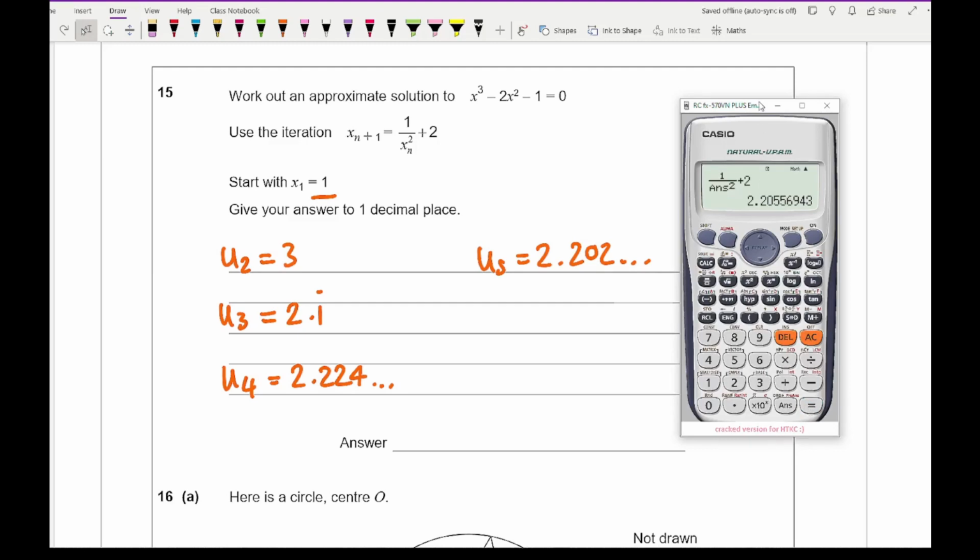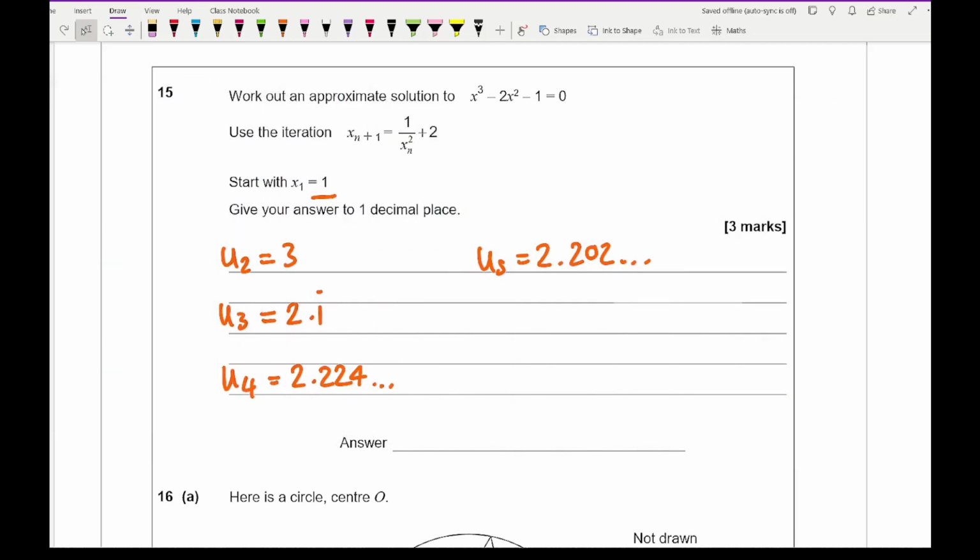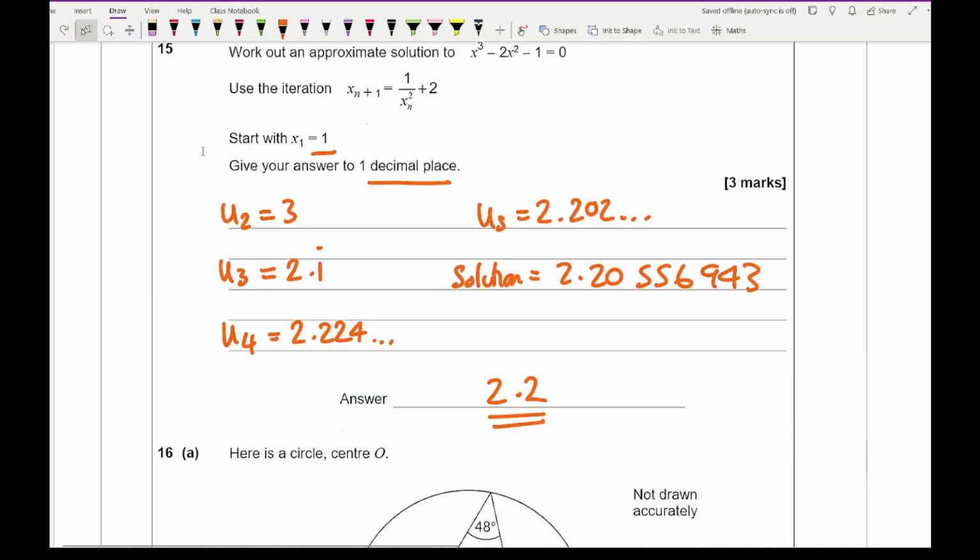So here we've got the answer of 2.20556943, and that's what I'm going to write as my answer. Or it actually does say, so the solution is 2.20556943. I then want to round that to 1 decimal place, so my correct answer is 2.2.